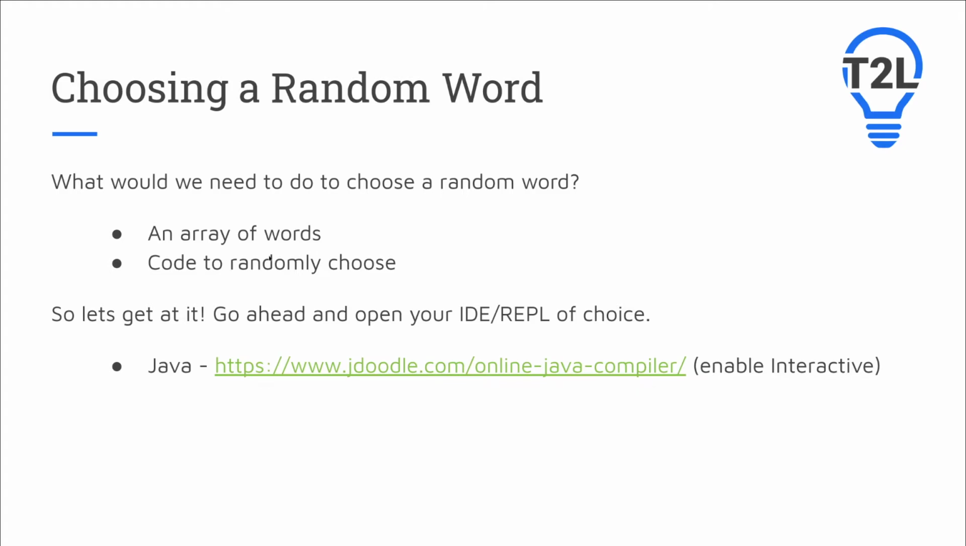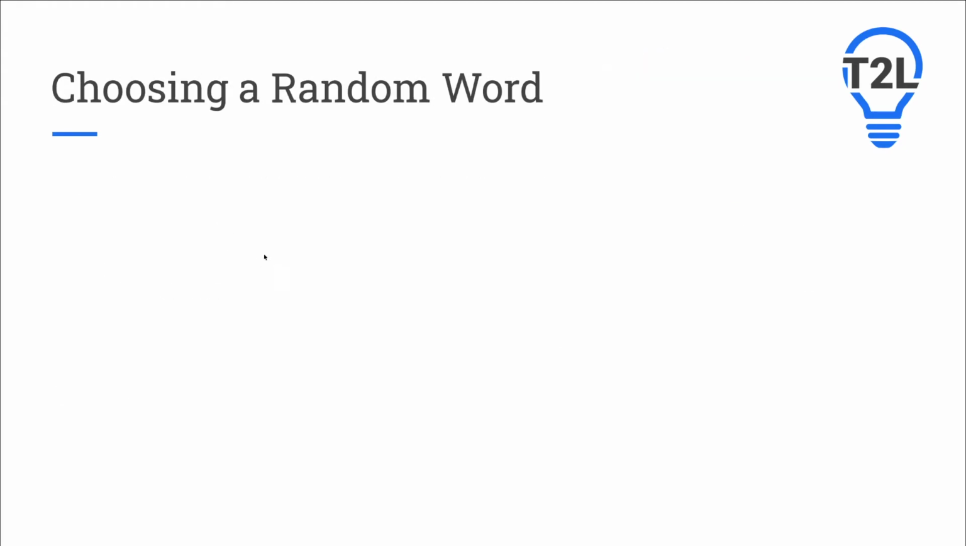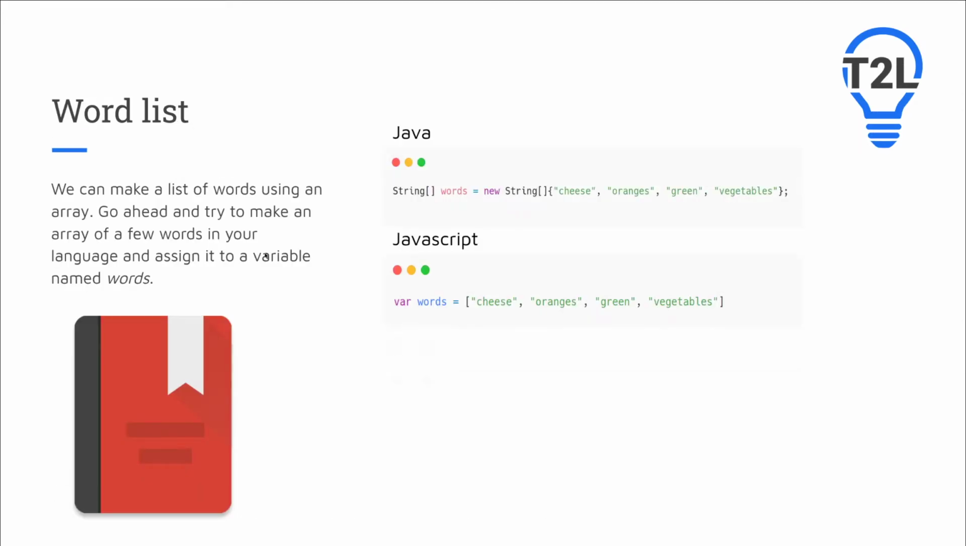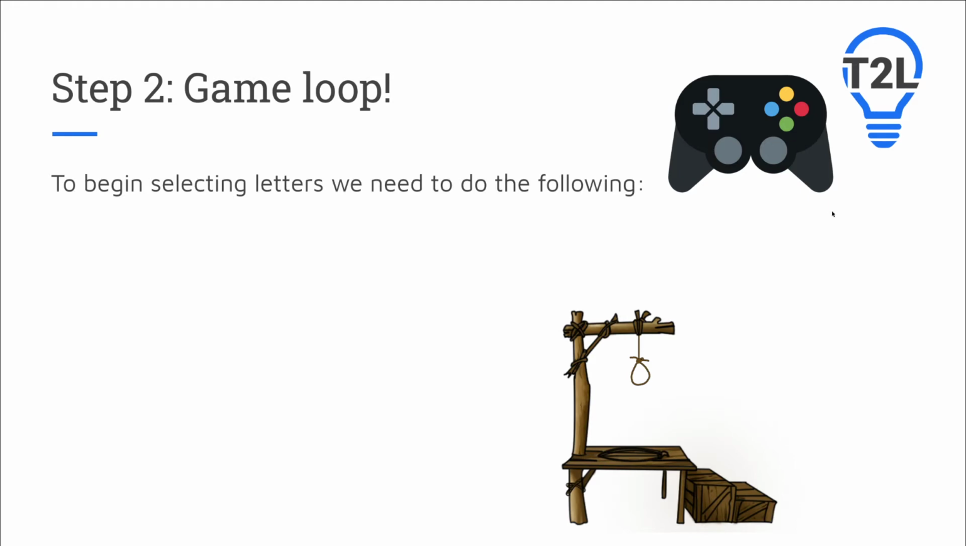So if you go back, we got the choosing a random word. So now if we go through it, we now want to go to step 2 and go into the main game loop that we were talking about earlier. So, what do you think we need to do to begin selecting letters?